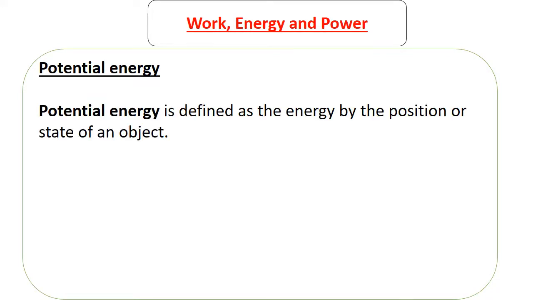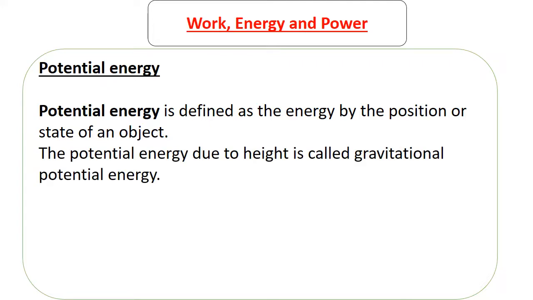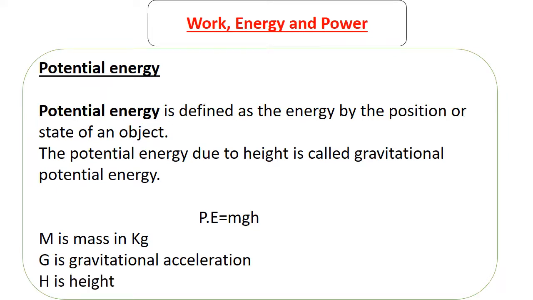Let's get started. Before we can start studying conservation of energy, there are two types of energies that I want us to concentrate on. The first is called potential energy and is defined as the energy due to the position or state of an object. So the potential energy depends on the position of an object. The potential energy due to height is called gravitational potential energy and is given by PE = mgh, where PE stands for potential energy, m is mass in kg, g is gravitational acceleration, and h is height.